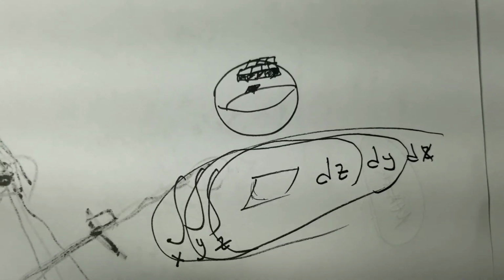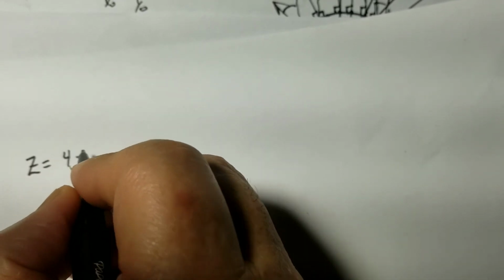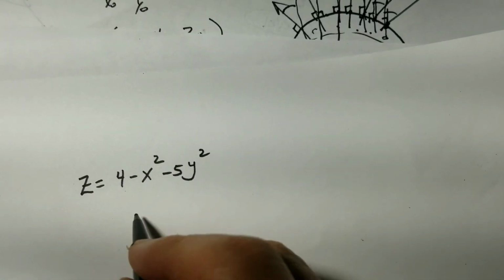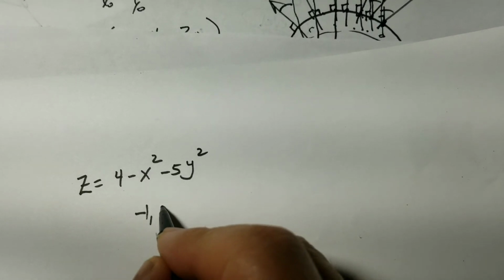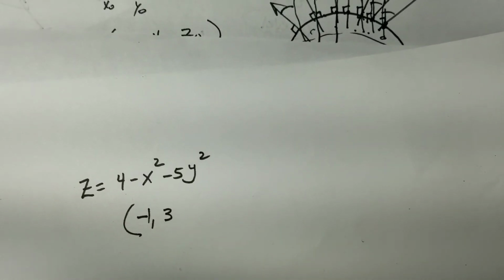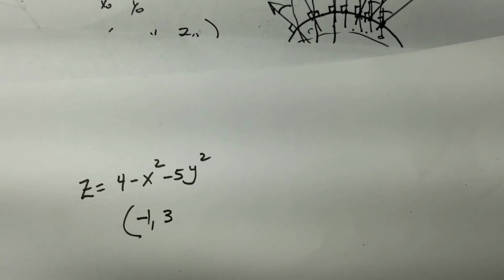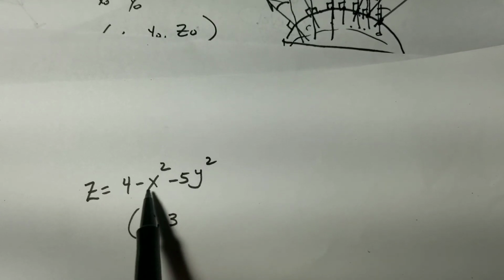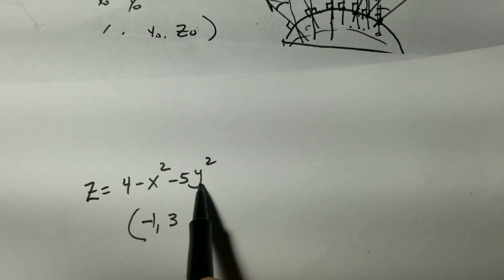Therefore, we're going to do one more problem, and we're going to say, I do have z equal to 4 minus x squared minus 5y squared, at the point of negative 1 and 3. I do have to have a z value, because these are for the equation of a tangent plane, at x naught, y naught, z naught. Maybe they give you an ordered pair. Therefore, I'm going to plug it in here and find my z myself.